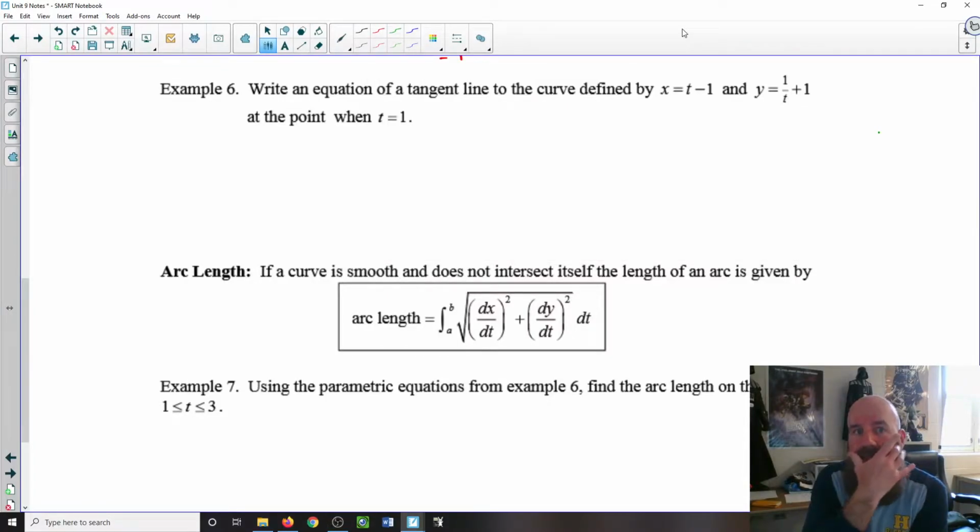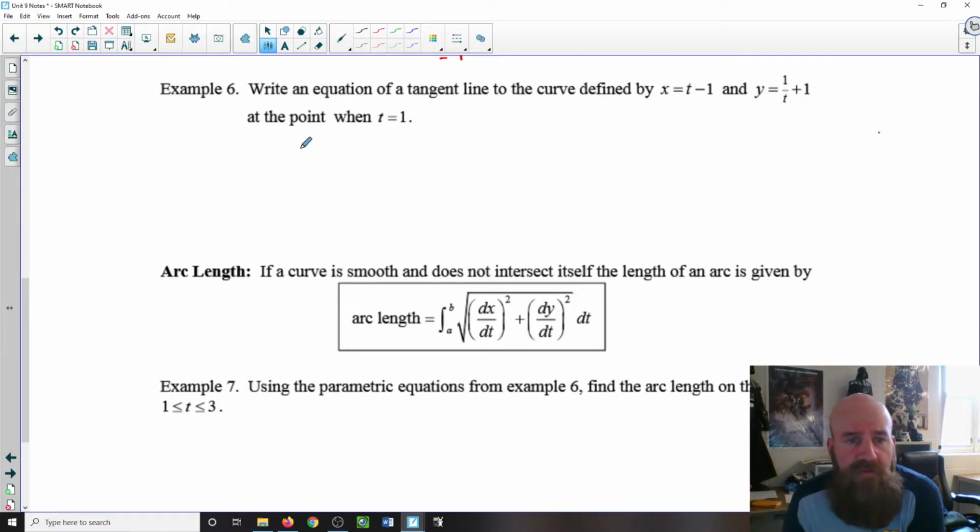Okay, here we are with the last two examples here. Example 6 wants us to find an equation for a tangent line, so we know whenever we see that we need a slope and a point. So we're given a parametric, we have an x equation and a y equation, and we're going to be given a time value. So time is 1.